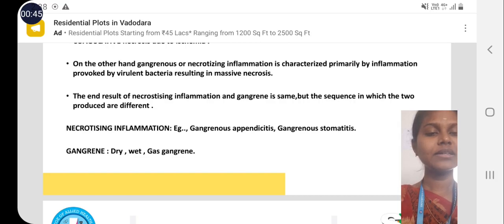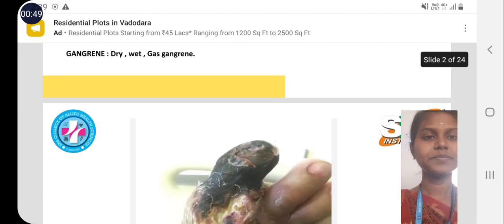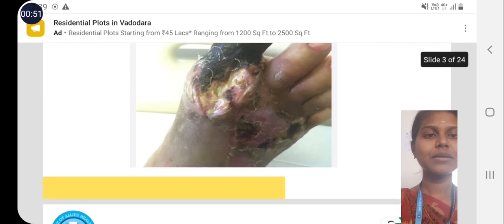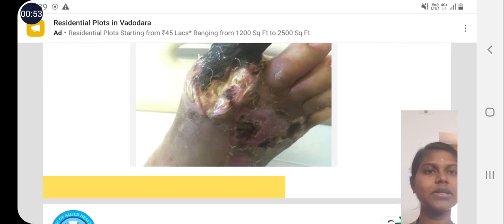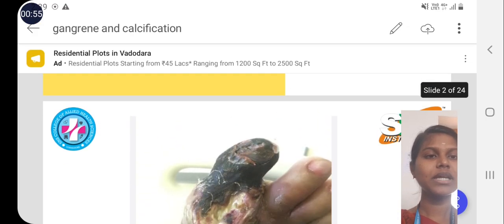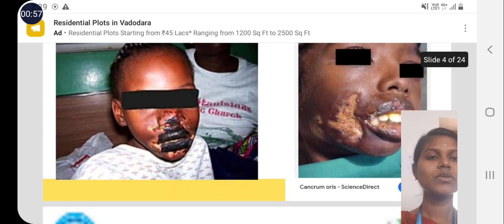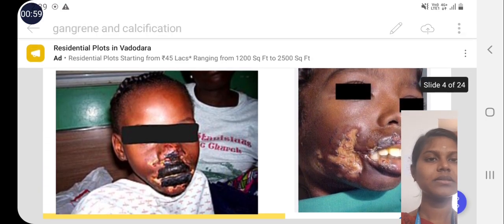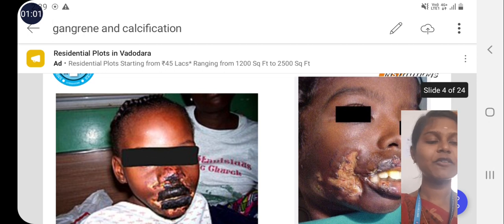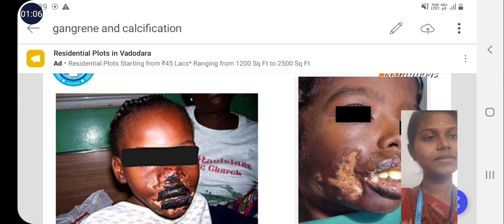In case of gangrene, it will be of dry, wet, and gas gangrene. So this is a general example of necrotizing inflammation and gangrenes. So necrotizing inflammation is formed just due to ulcers and bacterial infection.